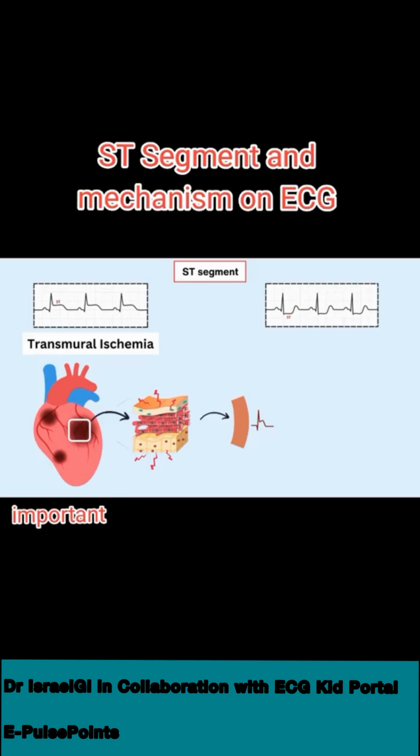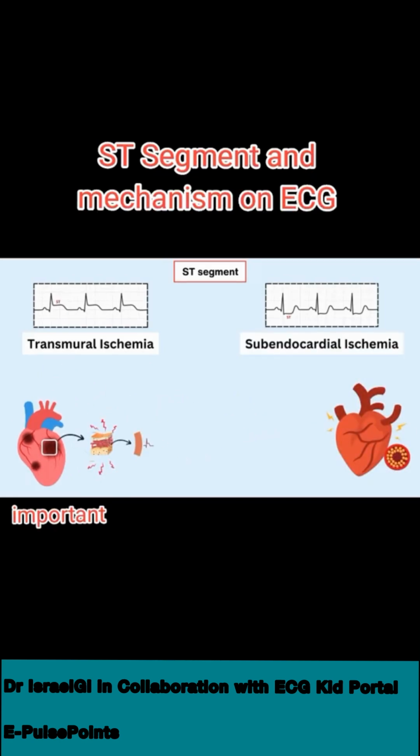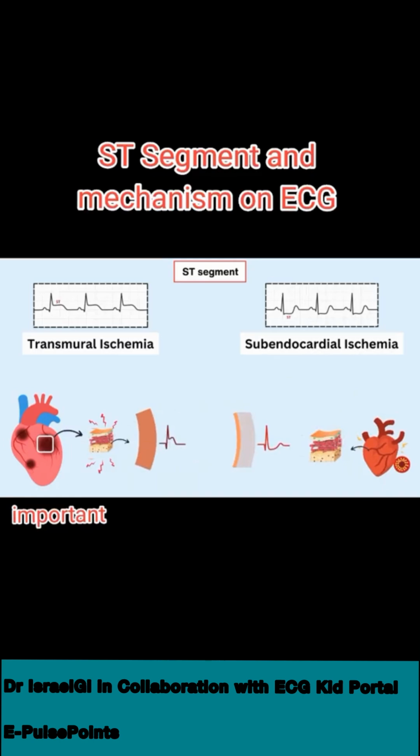On the flip side, ST segment depression often accompanies subendocardial ischemia, where the injury primarily affects the inner layers of the heart muscle. In this case, the ischemic damage doesn't extend throughout the entire thickness of the heart muscle. Instead, it's more localized, leading to a subtler disruption in the heart's electrical signals, which shows up as ST segment depression on the ECG. So, whether it's ST segment elevation or depression, it all boils down to the depth and extent of the ischemic injury within the heart muscle.